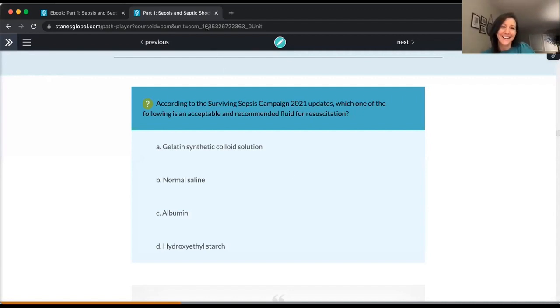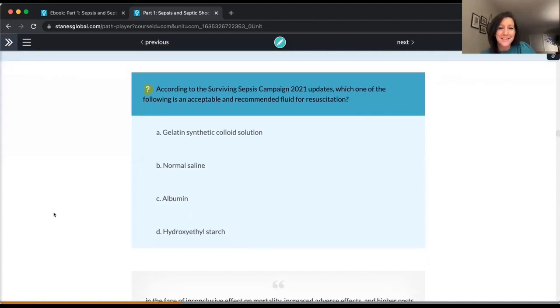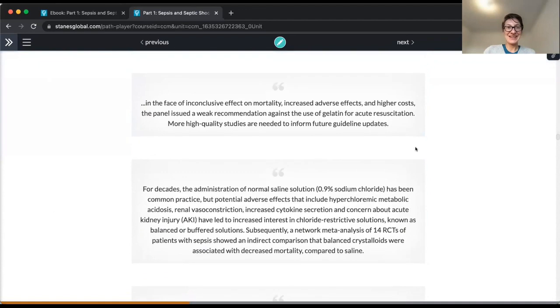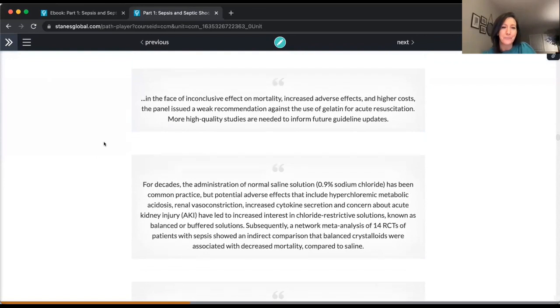Okay. Vanessa, do you want to tell us what the trick was by reading these direct quotes? These next quotes are direct quotes from the Surviving Sepsis Campaign updates articles. Yes, I'm happy to. This was an excellent question, Anna. Thanks. I'm proud of it. In the face of inconclusive effect on mortality, increased adverse effects, and higher costs, the panel issued a weak recommendation against the use of gelatin for acute resuscitation. More high-quality studies are needed to inform future guideline updates.